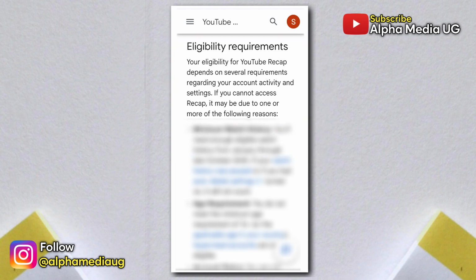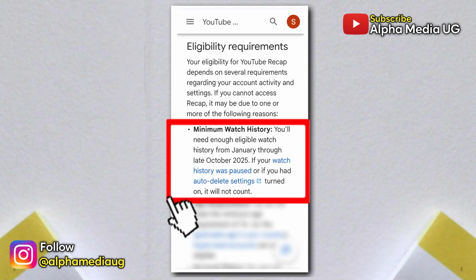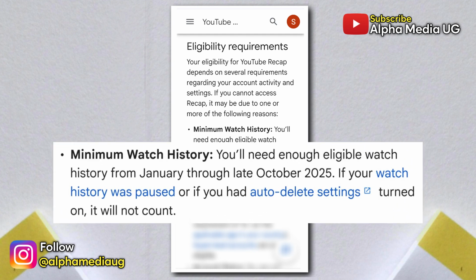If you don't meet any of these criteria, that may explain why the recap is not available to you. The first one is minimum watch history. You need to have enough eligible watch history from January through late October 2025. If your watch history was paused or if you had auto-delete settings turned on, it will not count.